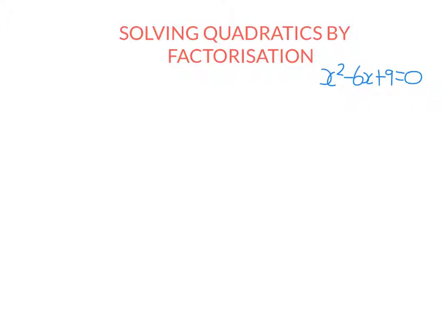What we want to do instead is factorize the expression. We want to write it as something times something, usually those two somethings are in brackets, is equal to 0, so we can use the null factor law. So we need to be able to factorize in order to solve quadratics. So let's look at factorizing.